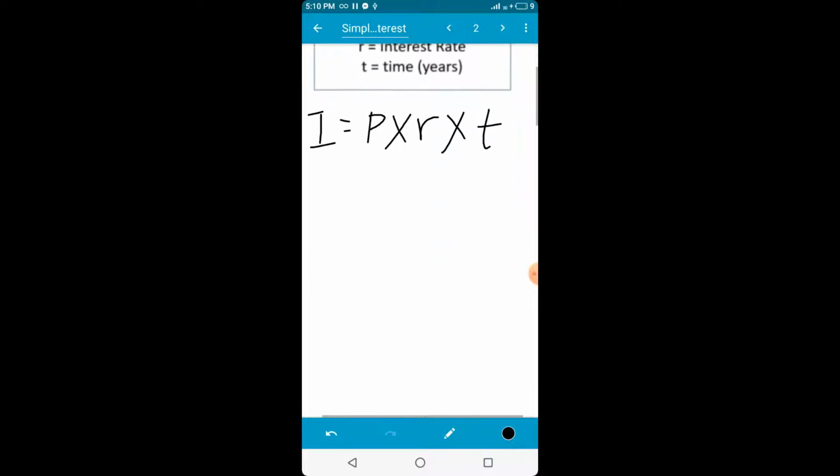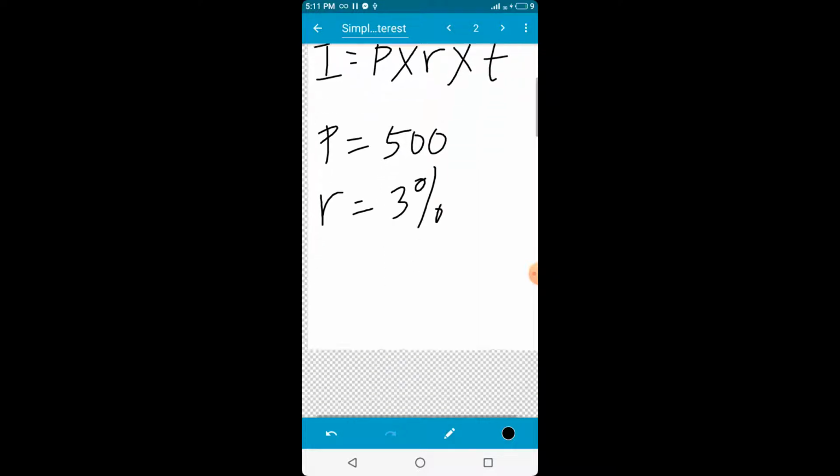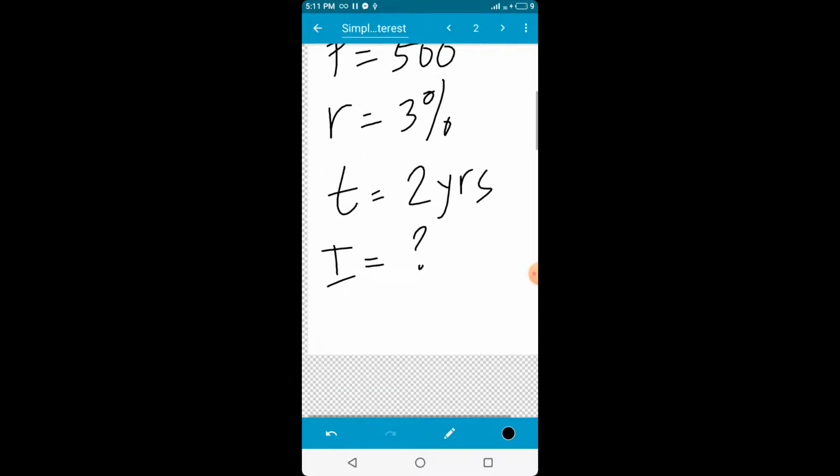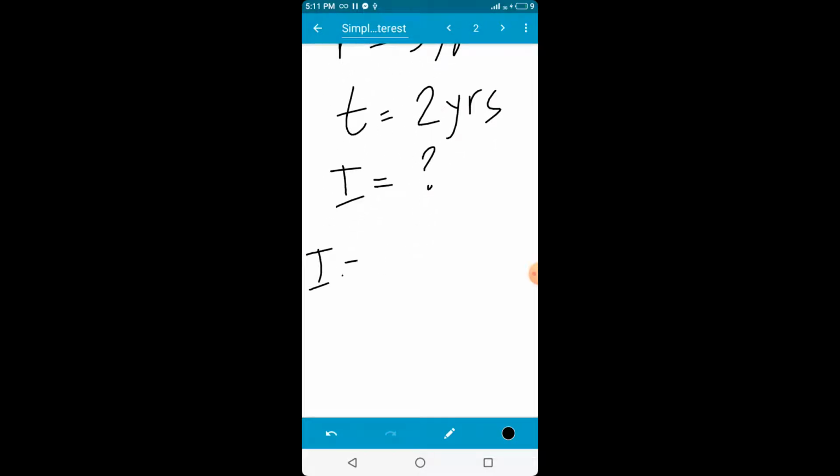So, let's have example. So, for example, hiram ako ng pera sa kaibigan ko na 500 pesos. So, that is the principal amount, yung hiniram ko, okay? And then, ang sabi niya, 3% yung interest rate. Nababayaran ko after 2 years. So, yung time ko is 2 years. Okay? So, yung hahanapin natin is yung interest amount. Okay? So, let's use the formula for that. So, I equals P times R times T.